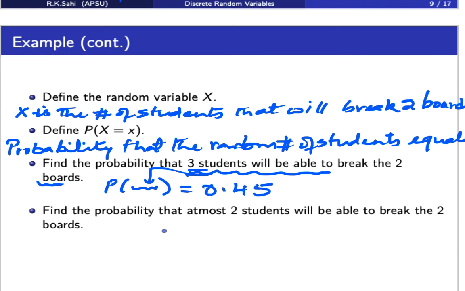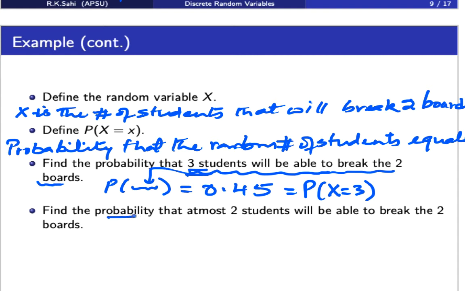Now, the next question is, find the probability that at most, or you can write it like this also: probability capital X equals 3. You can write like this too, because remember, it's a number of students. That's how we defined the random variable. If you really want to write it down in sentences, that's how it goes: probability capital X equals 3.